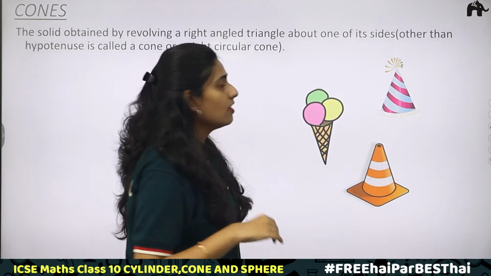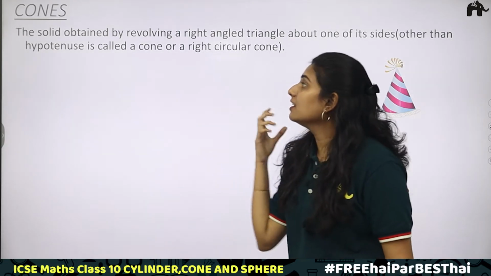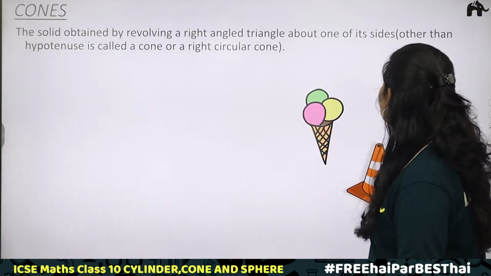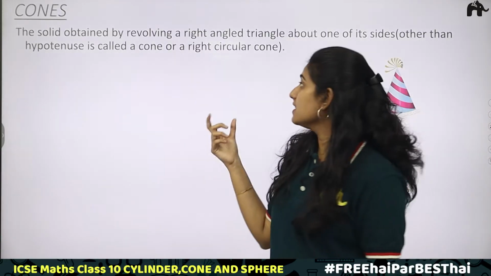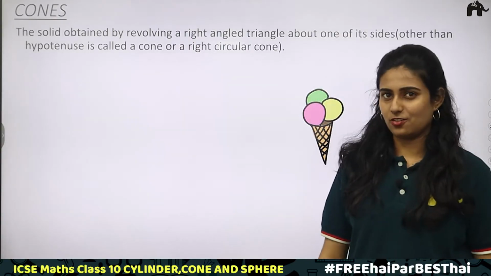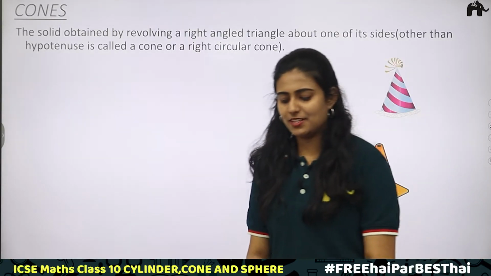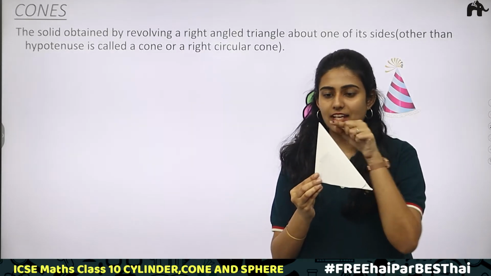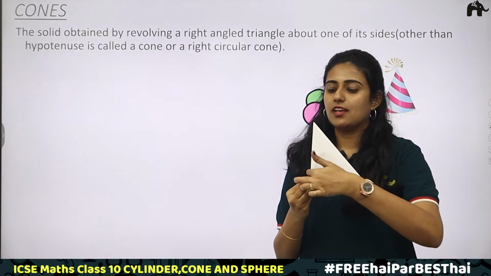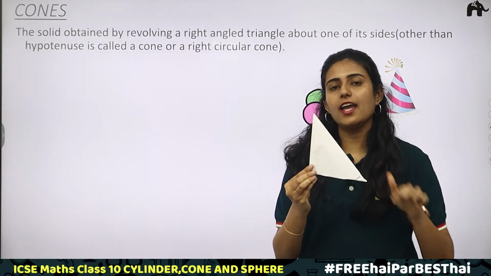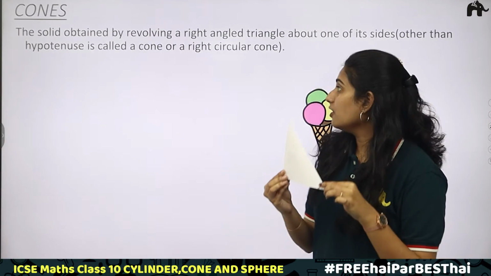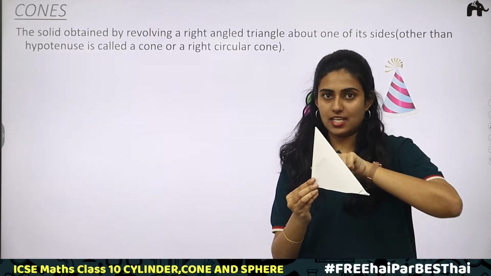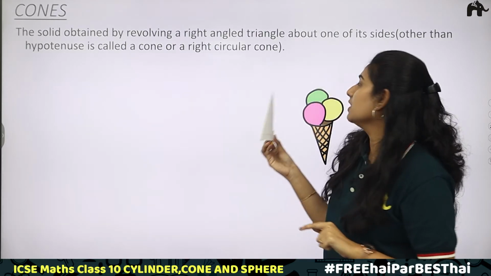Okay. Now, here we have the definition. The solid obtained by revolving a right angle triangle about one of its sides other than hypotenuse is called a cone or a right circular cone. Did you understand? Here I have taken a right triangle. So this is my right triangle. A right triangle has a base, height or altitude and hypotenuse. Now you have to revolve it either along the base or along the height. Then you will be getting a right circular cone.